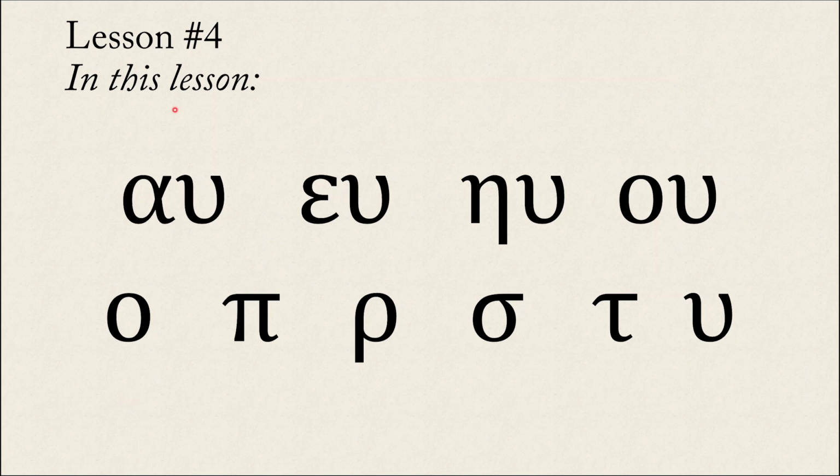In this lesson, we're going to learn av, ev, and oo. These two middle ones are the same. You could call these diphthongs, except the last one's not really a diphthong. You could definitely call them all digraphs. And we will learn the letters O, P, R, S, T, and U. Can you hear my son snoring?